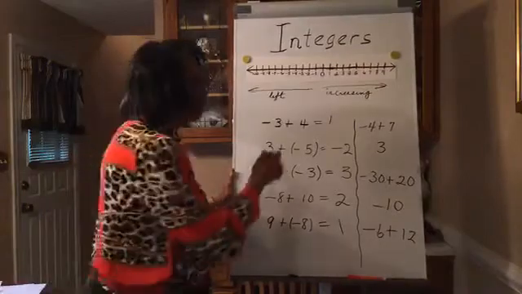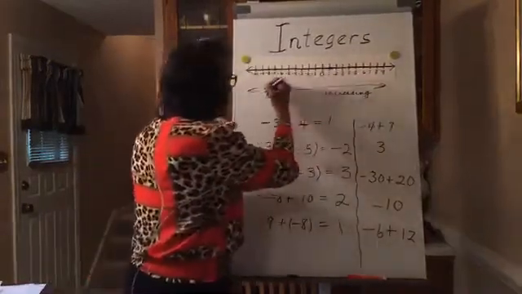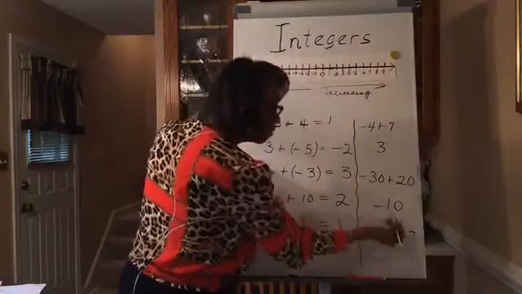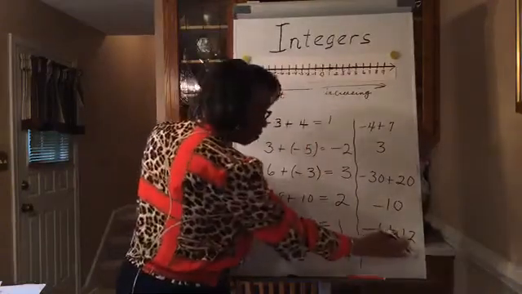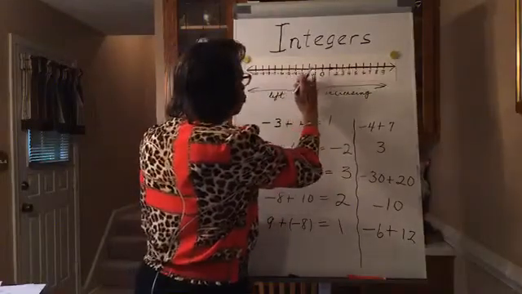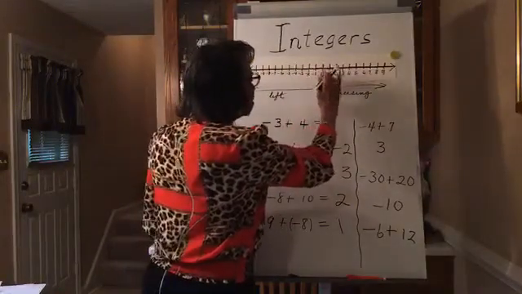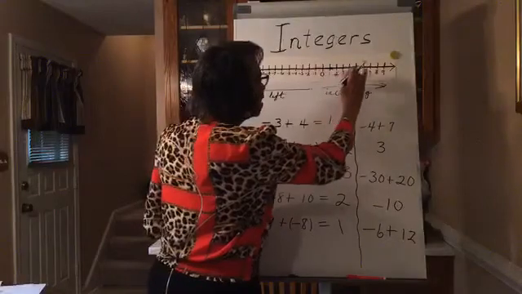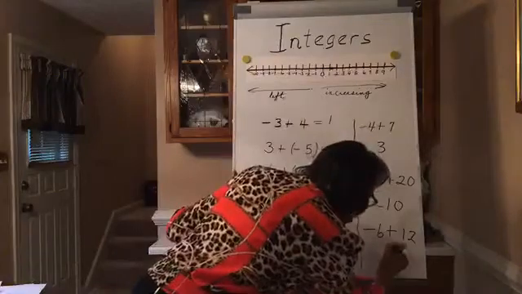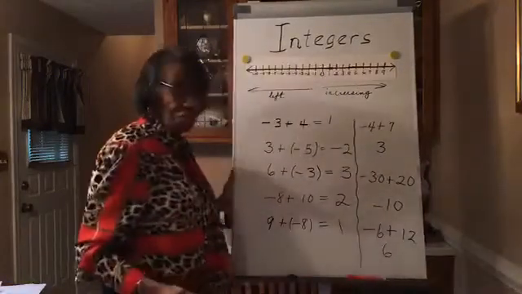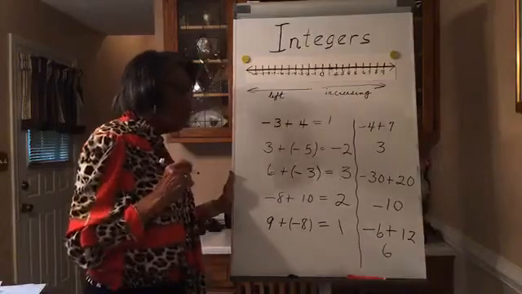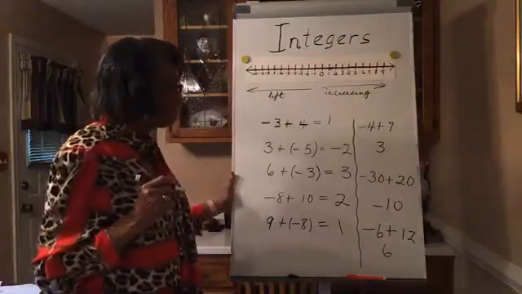All right, so we go to negative 6, and we go 12 positive steps. 1, 2, 3, 4, 5, 6, 7, 8, 9, 10, 11, 12. So did you get positive 6? Did you get positive 6? Okay, so how do we say what's really happening?